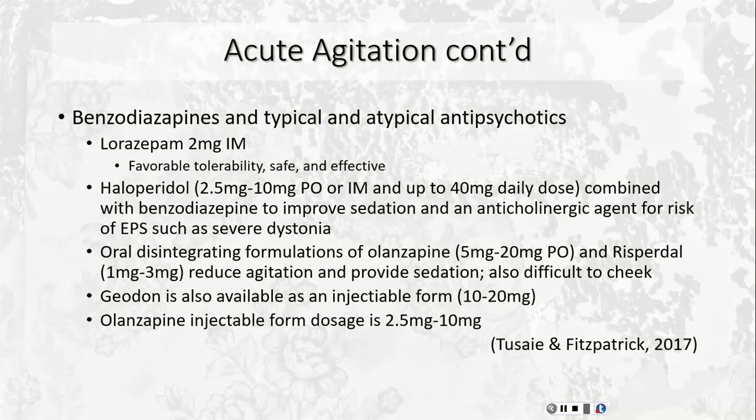Zyprexa or olanzapine varies from 5 to 20 milligrams PO, and Risperdal 1 milligram to 3 milligrams can reduce agitation and provide sedation. The Zydis formulation of the Zyprexa and Risperdal M-tabs are really difficult to cheek, so they're really ideal to use in that short acute stage. Geodon is also available as an injectable form, 10 to 20 milligrams, and Zyprexa as well in the injectable form, 2.5 to 10 milligrams.